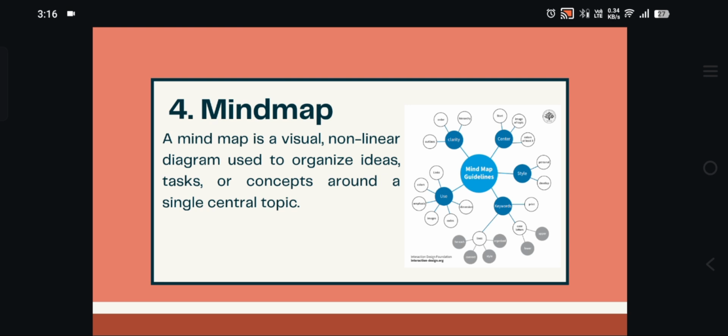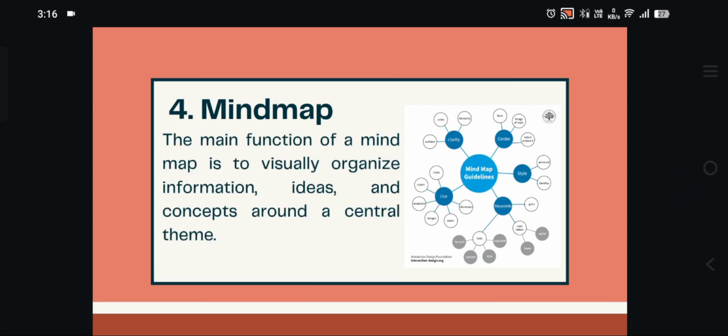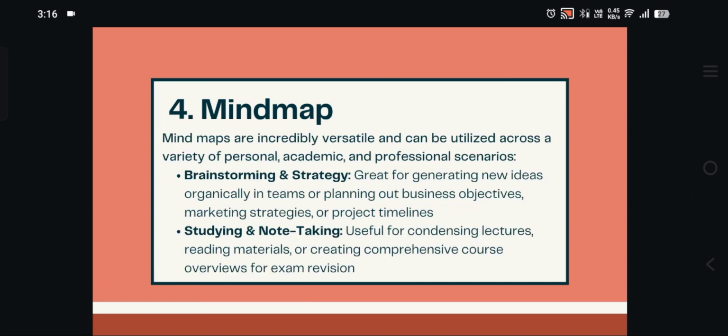The fourth one, we have the mind map. A mind map is a visual, non-linear diagram used to organize ideas, tasks, or concepts around a single central topic. The main function of a mind map is to visually organize information, ideas, and concepts around a central theme. This organizes information around a central idea or theme using branches to link related concepts, where it mirrors how the brain naturally works. Mind maps can be used in brainstorming and strategy, studying, and note-taking.